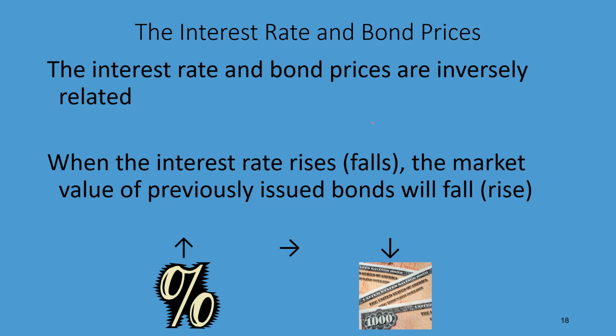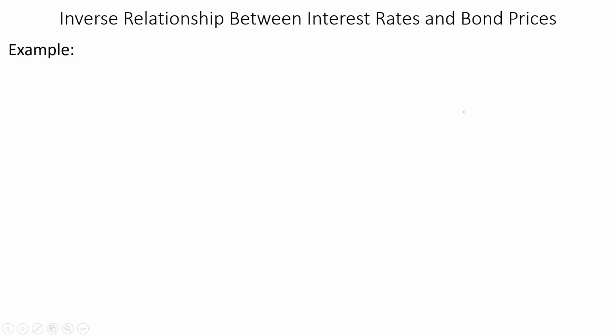Or another way to read this sentence is when the interest rate falls, then the market value of previously issued bonds will rise. So again, rather than having to write the sentence twice, just read it with the word before the word in parentheses first, and then read it with the word in parentheses replacing the word before the word in parentheses second, and it says the same thing. There's an inverse relationship between interest rates and bond prices. So with that in mind, let's go ahead and explore how that relationship exists.